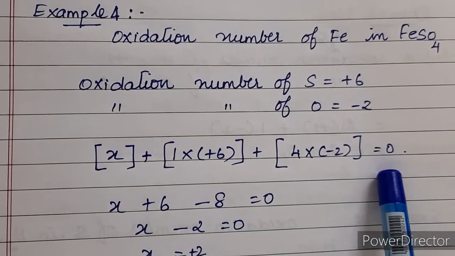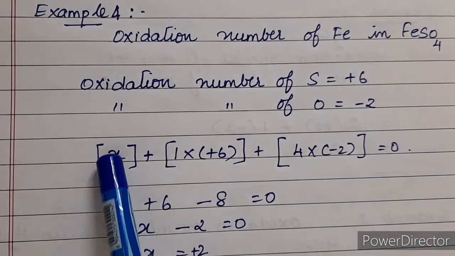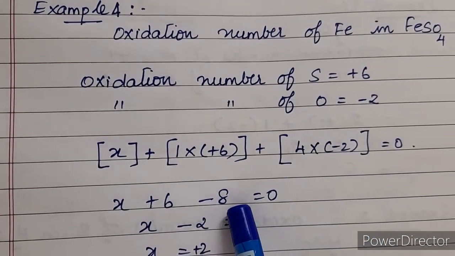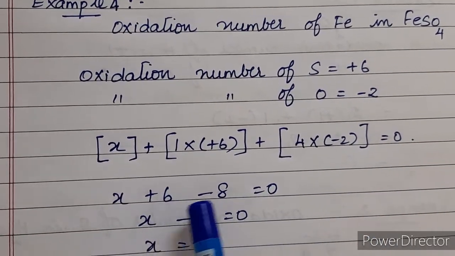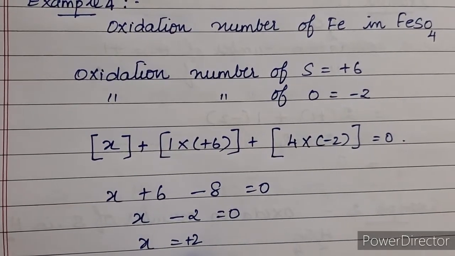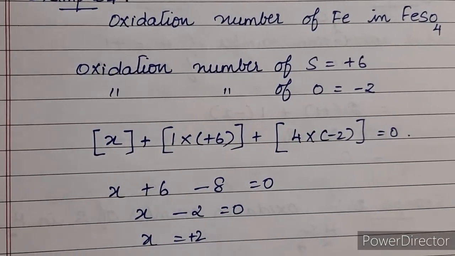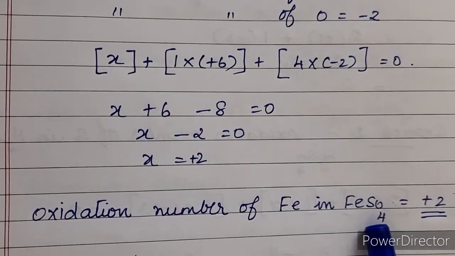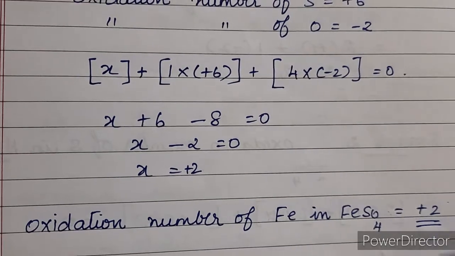It should be equated to 0. Now this becomes X, this becomes plus 6 and this becomes minus 8. So when you subtract 6 minus 8, it becomes minus 2, isn't it? So X minus 2 is equal to 0. X is equal to plus 2. So the oxidation number of Fe in FeSO4 is plus 2.